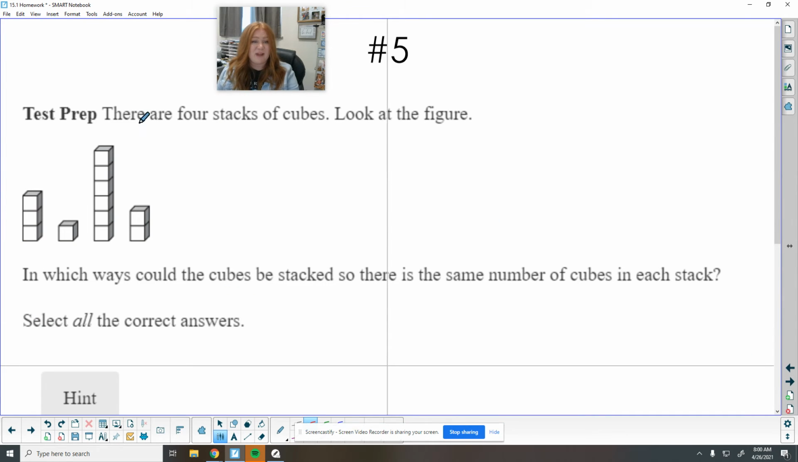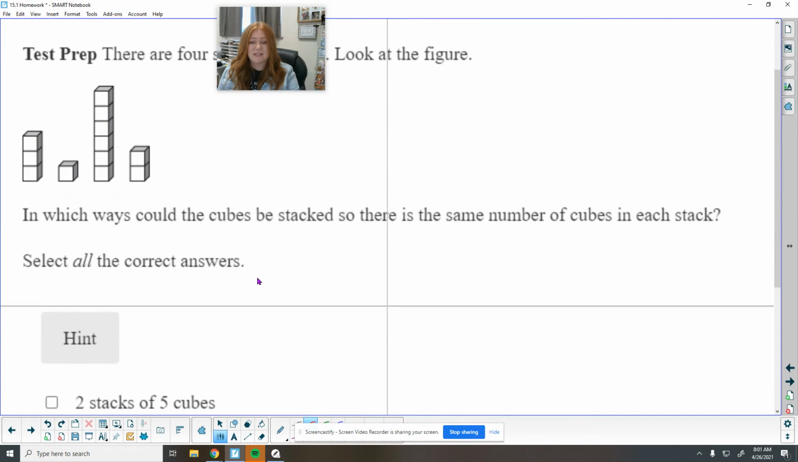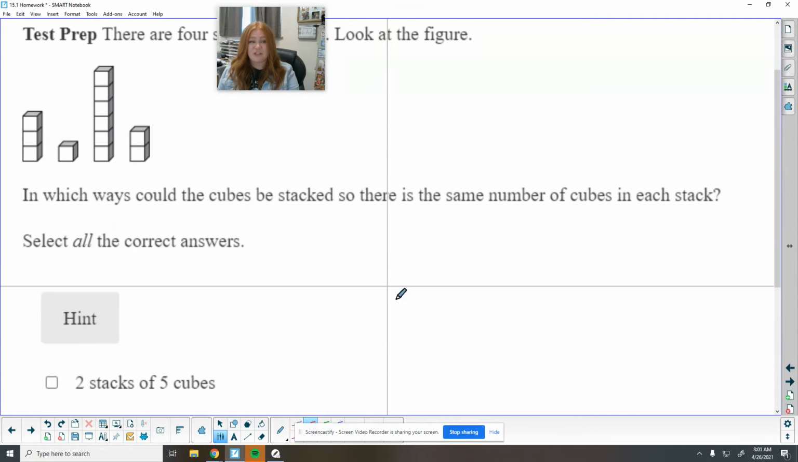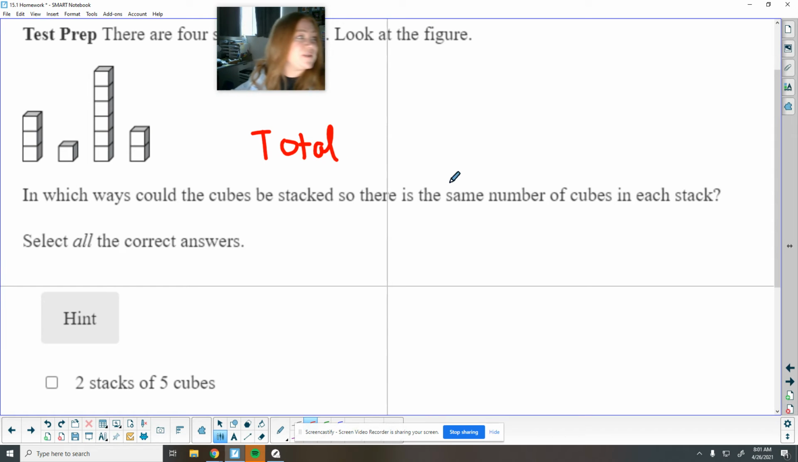Number 5, we've got these 4 stacks of cubes. What ways could the cubes be stacked so there is the same number of cubes in each stack? So this is very similar to that other problem we did. So first we want to know our total. Oh no, my lights are going out. So first we want to find the total number of cubes. Then we're just looking for factors. This number times this equals that.